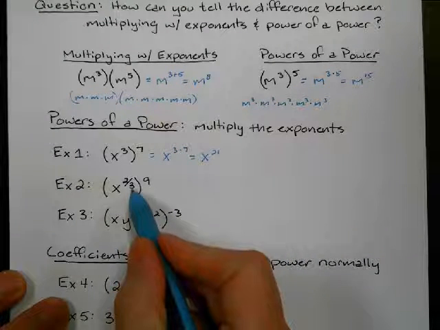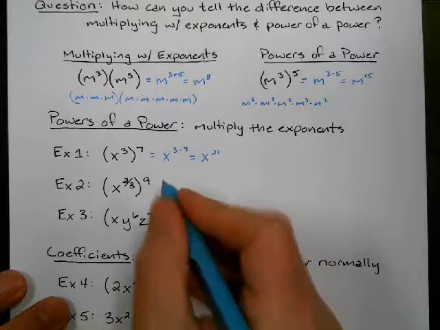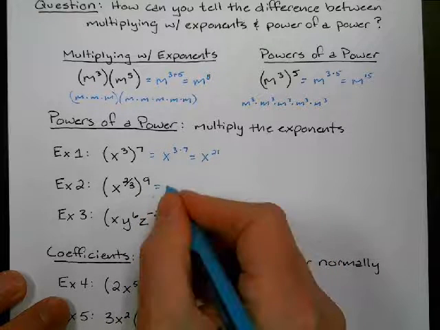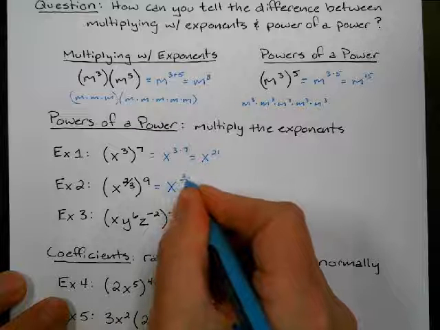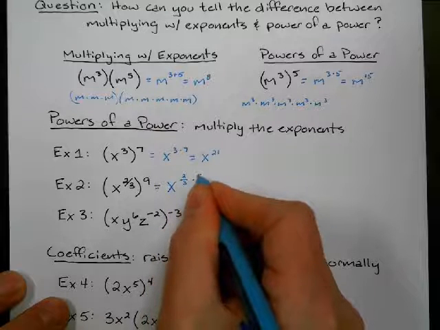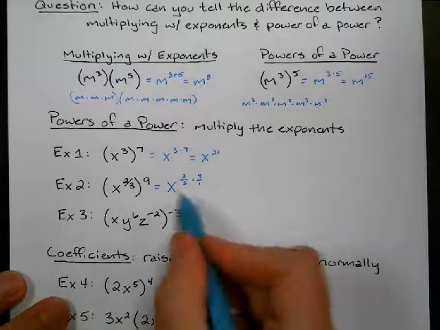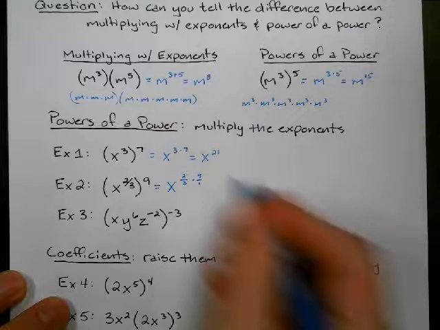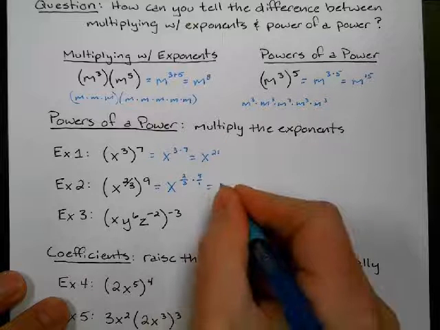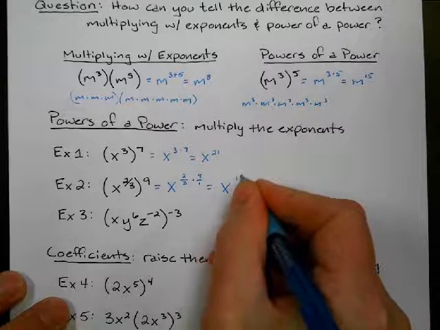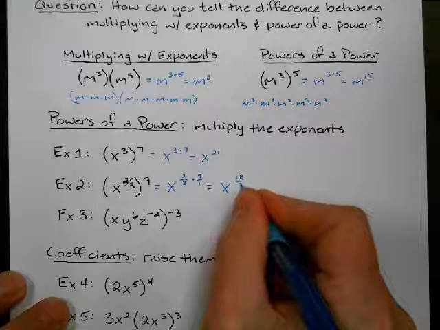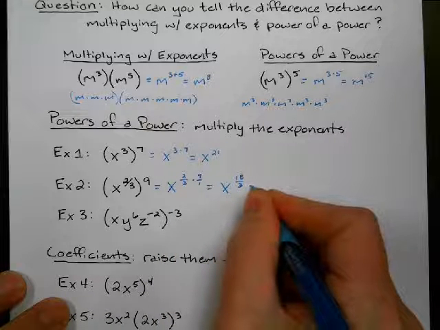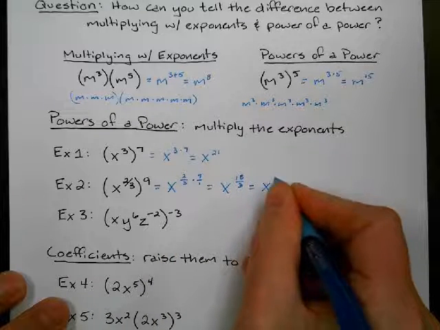Can we have fractional exponents? You better believe we can. We're going to do a lot of those later on. So we're just going to do this just like we've done everything else. This would be 2/3 times 9 over 1. And remember, when you're multiplying with fractions, you can just multiply going straight across. So this would be x to the 18 over 3, because 2 times 9 is 18 and 3 times 1 is 3. And 18 over 3 reduces to x to the 6th power.